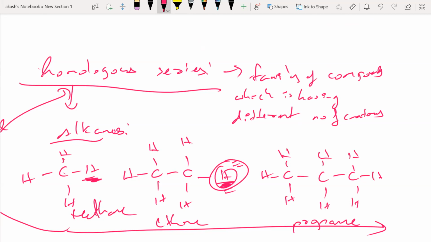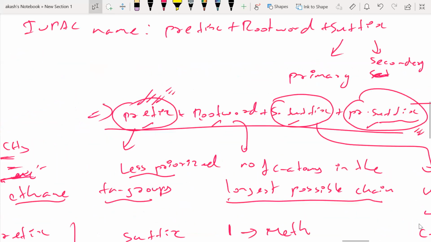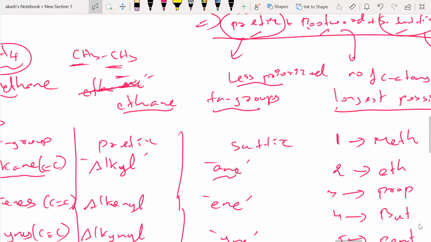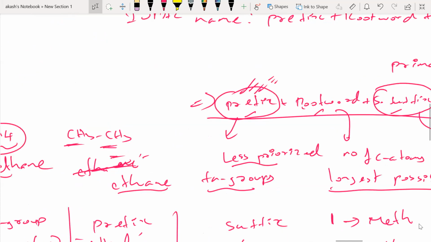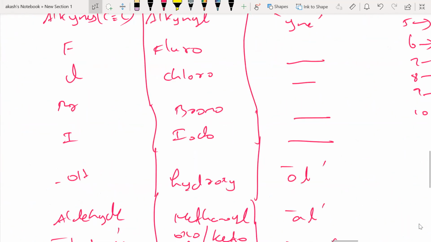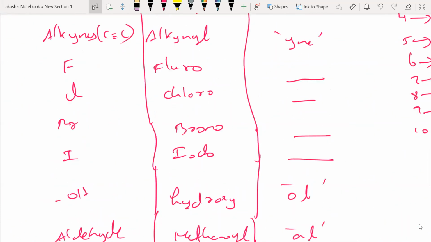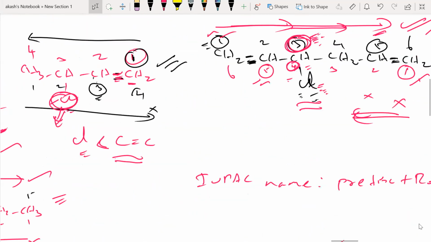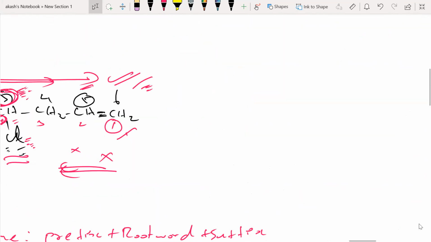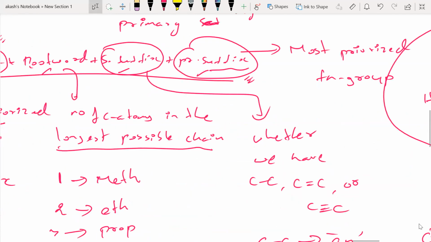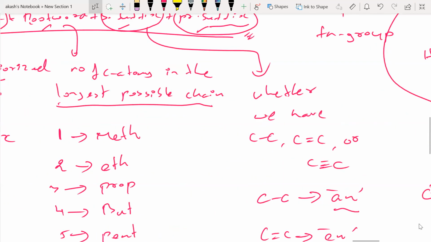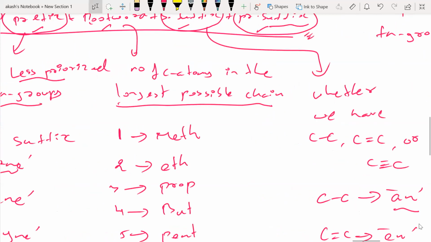So with this, the chapter is over. We still have the IUPAC naming left, but that is not in your syllabus. We will take it up once we complete the syllabus. It's very, very interesting. Any questions anybody has? Next class we'll be starting with the periodic table.